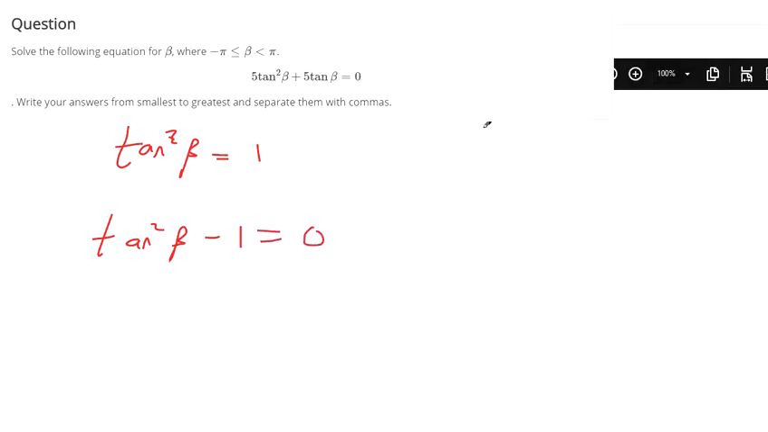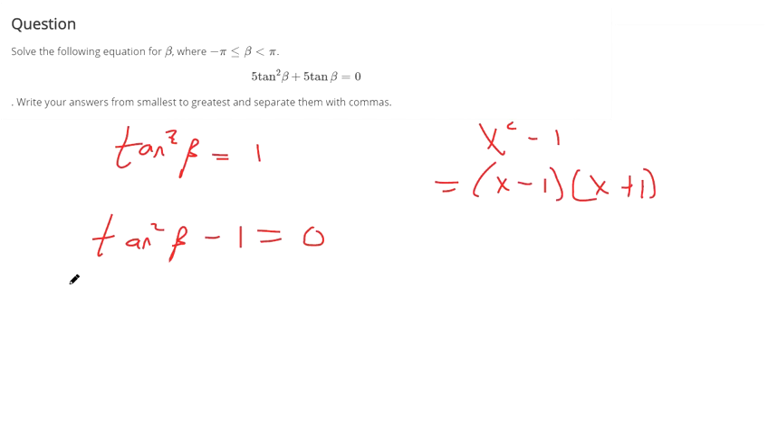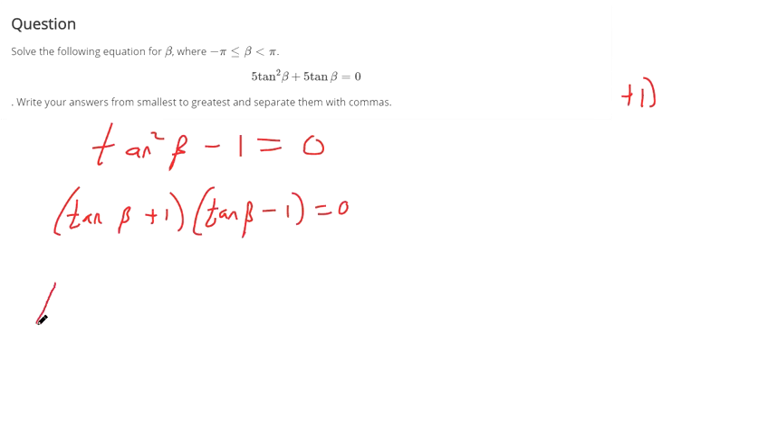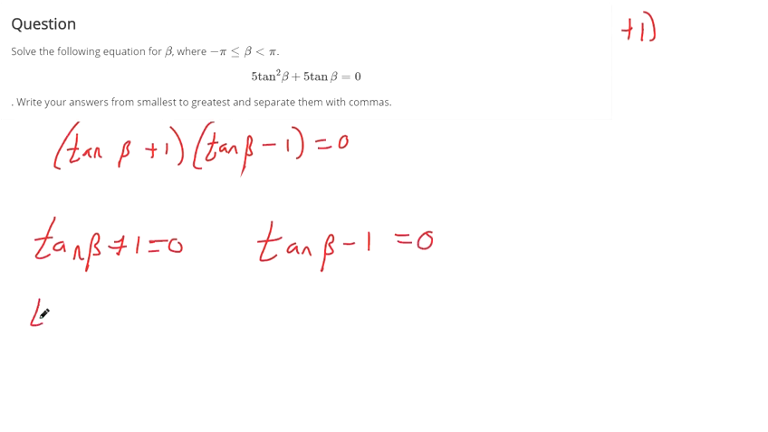And look, if you had x squared minus 1, you could factor that to be x minus 1, x plus 1. Same thing over here. I'm going to factor this to be tangent beta plus 1 and tangent beta minus 1, and then set each factored piece equal to 0. So you get tangent beta plus 1 equals 0, and tangent beta minus 1 equals 0. If you solve each of those separately, you get tangent beta equals negative 1.